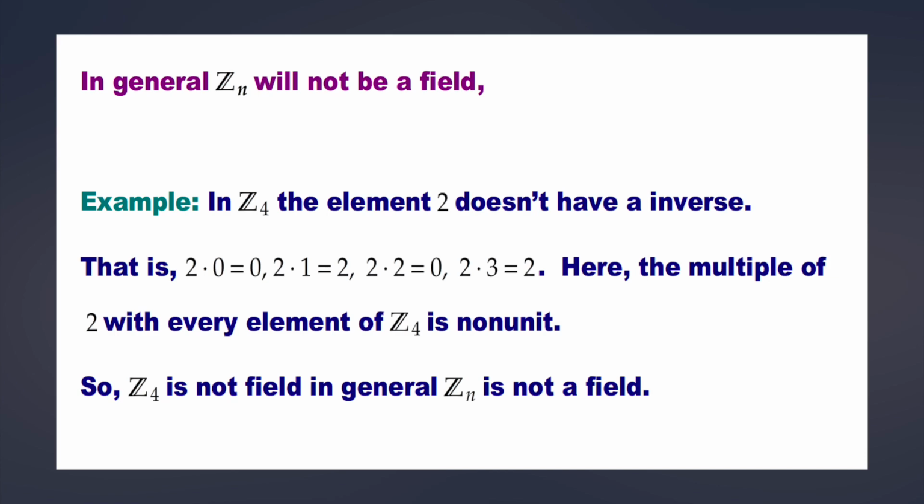In general, Zn will not be a field. For example, in Z4, the element 2 doesn't have an inverse. That is, 2 dot 0 is equal to 0, 2 dot 1 is equal to 2, 2 dot 2 is equal to 0, and 2 dot 3 is equal to 2. Here, the multiple of 2 with every element of Z4 is a non-unit. So, Z4 is not a field. In general, Zn is not a field.